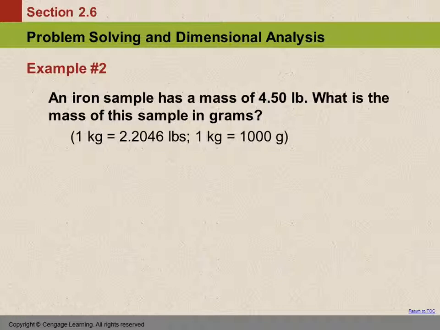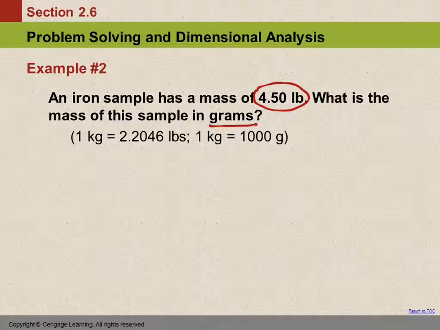So we read the problem. Let's find the numbers. Okay, there's only one number, right? 4.50 pounds. So that's going to be important. That's got to be where we're starting, because it's the only number given. What are we trying to do? What unit are we trying to convert this to? Grams. You have to know where you're starting, and you have to know where you're going.